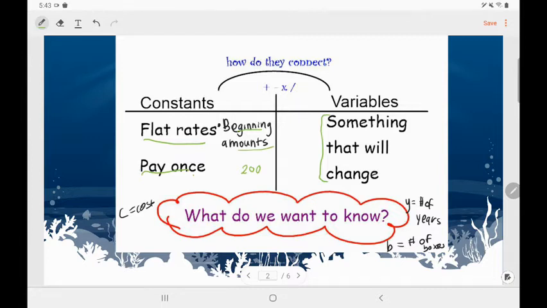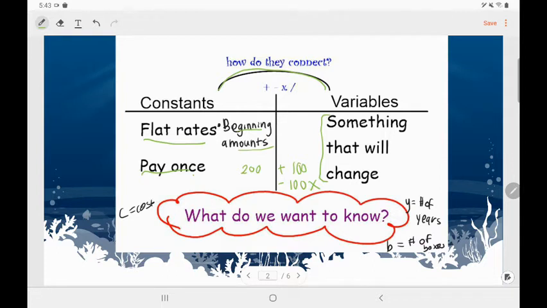Now, how do they connect? They connect by words like increases and decreases. So does the population increase by 100, plus 100? Or does the population decrease by 100, minus 100? And if I do that change repeatedly, then I'm going to have to multiply it by a variable, or multiply it by x.